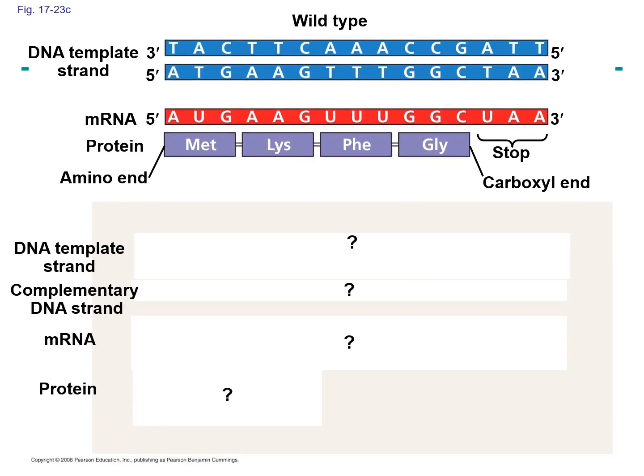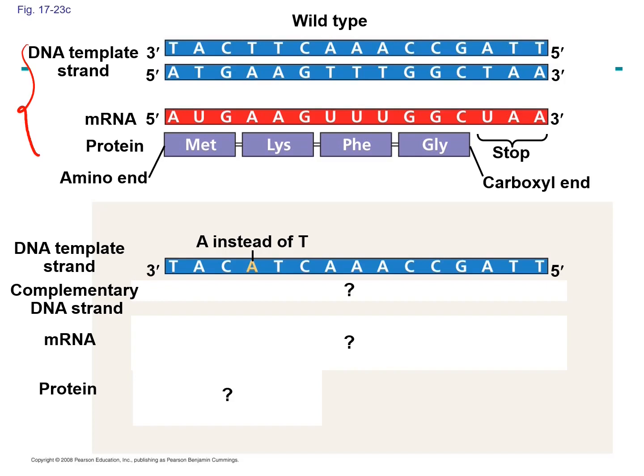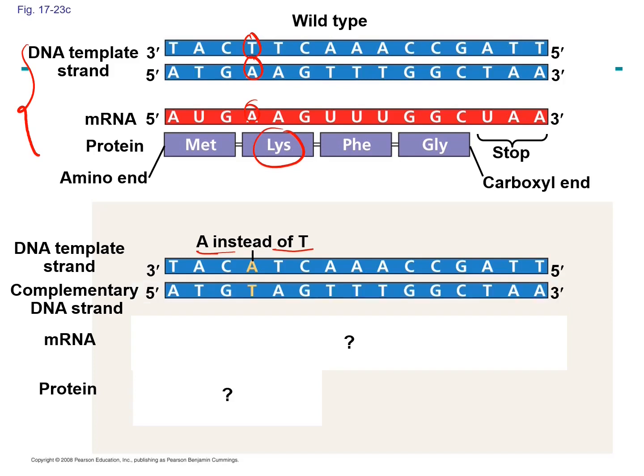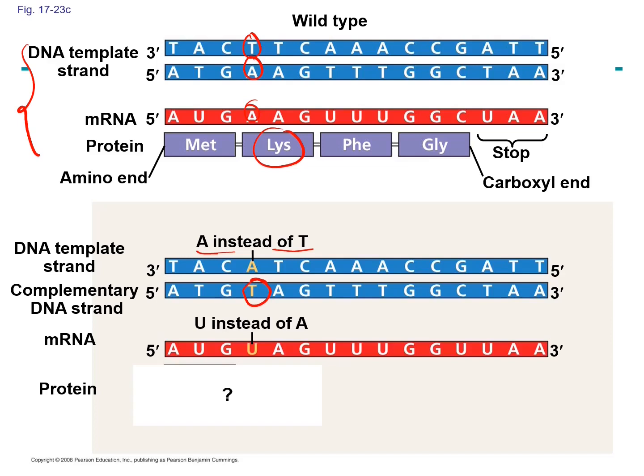Now another exercise. Let's see what happened. Again, the same dynamic, but now you have an A instead of a T. So all of this one will change. So please stop the video and try to answer this question. So here you will have a T. Here you will have a U. And here you will get a stop codon. So this will be a nonsense mutation.